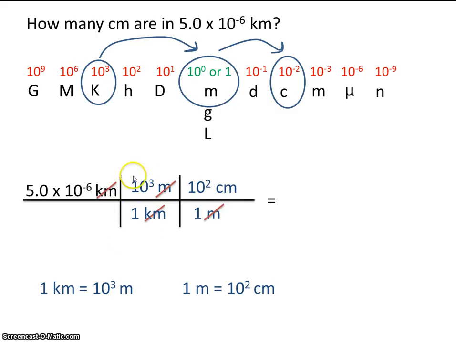And is it true that 1,000 meters equals 1 kilometer? It is. Is it true that 100 centimeters equals 1 meter? It is. So what we've done is we've successfully canceled the units, and we've ensured that our conversion factors are equivalent quantities. Now all we have to do is carry out the simple math in our calculator. Multiply this number times this number times this number. And you should get 0.50 centimeters.